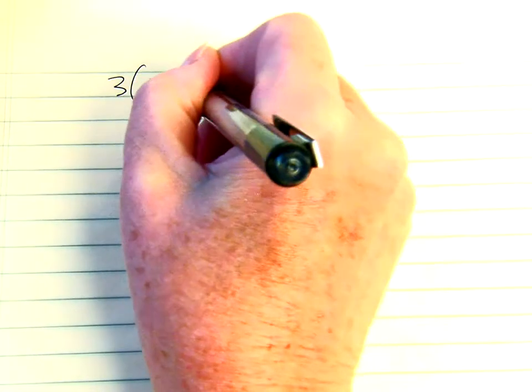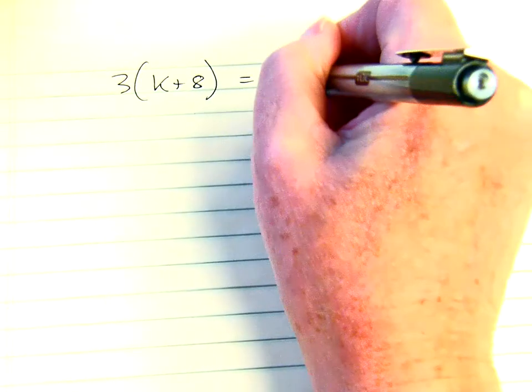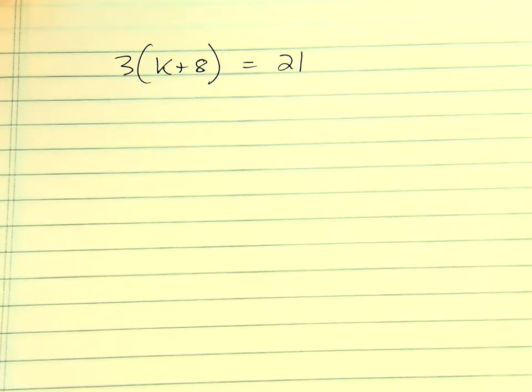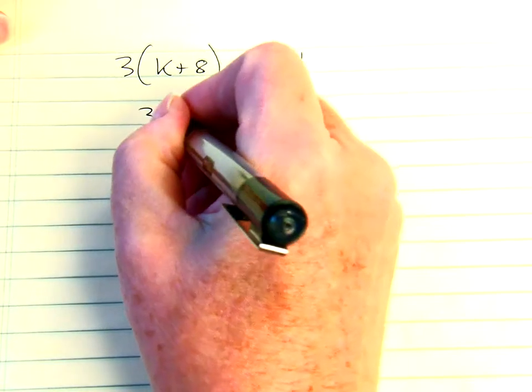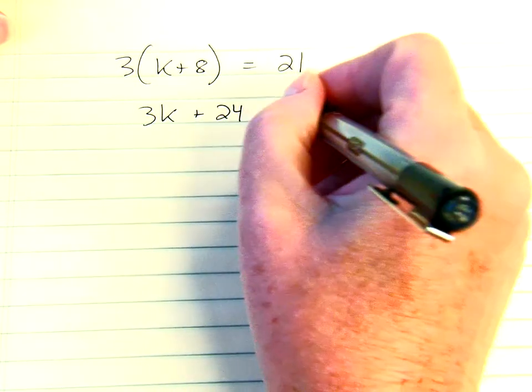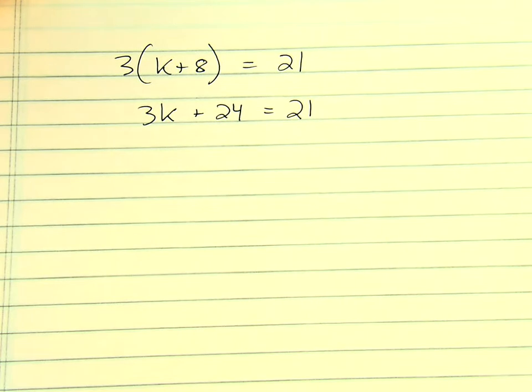Let's go ahead and try one that has maybe a little more to it. So let's solve one with grouping symbols. Let's go back up to the top of our paper here, and we will have 3 times k plus 8, and we will say that that is equal to 21, okay? So clearly we have a distributive property issue here, so we're going to go ahead and distribute that 3. So we will end up with 3k plus 24 equals 21, and now it becomes just a regular two-step problem.